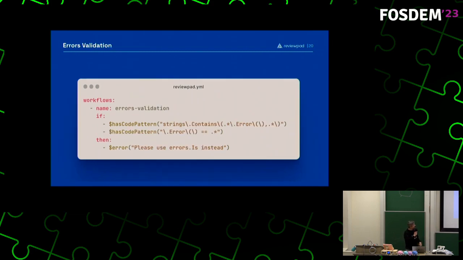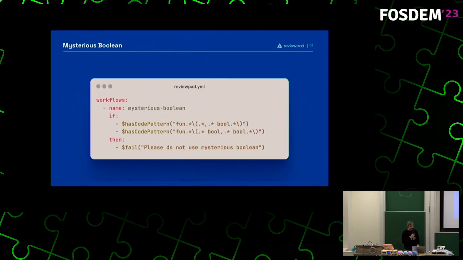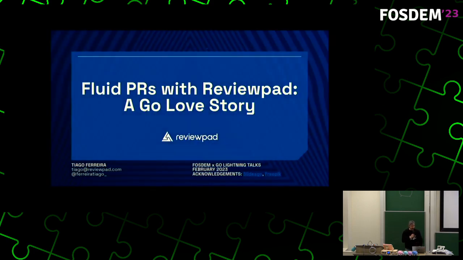For instance, error validation, making sure that they don't use string contains or equals for errors, but they use errors.Is. And the last one, the mysterious Boolean, making sure that no more than one Boolean is used in the function signature. Yeah, that's pretty much it, how we could make our lives easier on pull requests.